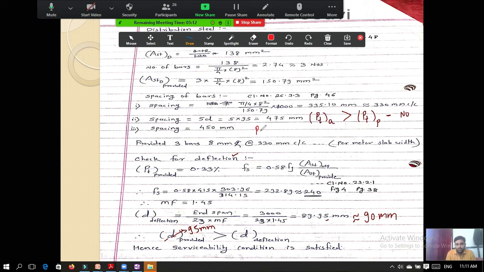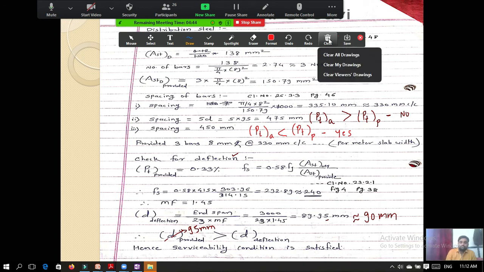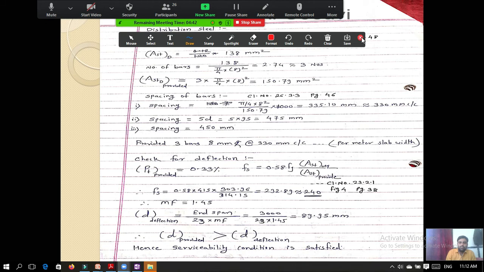And if the reverse case is there, if your percentage of steel which you have assumed is less than your percentage of steel whatever you have provided, in this case now our percentage of steel assumed is 0.3 and what we have provided is 0.33, then you need to take the check for deflection. You cannot write directly that the deflection criteria is satisfied, you have to take the check for deflection. So here we have taken the check for deflection. Now after this we will move to the next check.